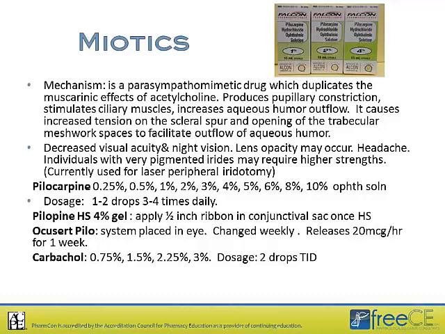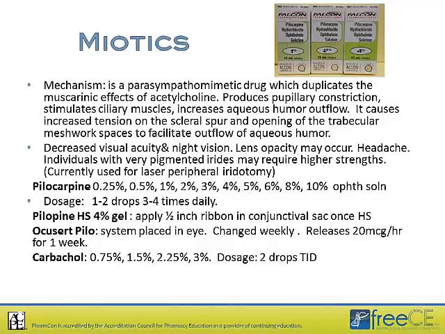Miotics such as pilocarpine seem to be used today mostly in the recalcitrant patients. Their mechanism of action is that they're parasympathomimetics, which duplicates the muscarinic effects of acetylcholine. They constrict the pupil, they stimulate the ciliary muscles, and they increase the aqueous humor outflow. It causes that increased tension on the scleral spur. It kind of pulls it away from the trabecular meshwork and then facilitates drainage of the aqueous humor. Problems with these drugs, and that's why we don't use them anymore, they really decrease visual acuity and night vision. Lens opacity may occur. It can cause headaches. And individuals with very pigmented irides may require higher strength. So currently it's only going to be used for laser peripheral iridotomy.